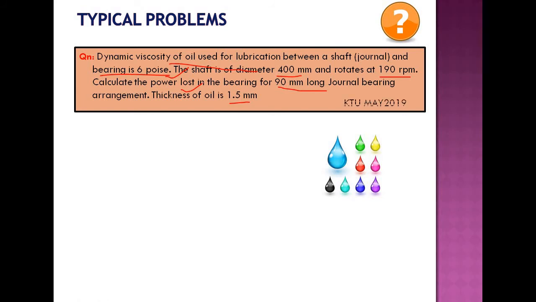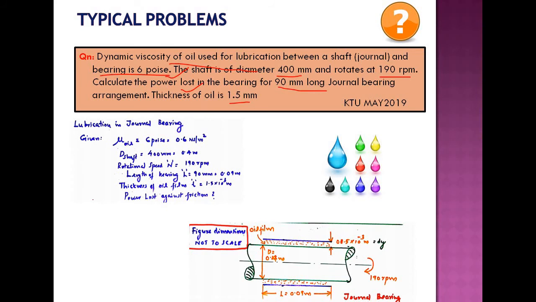So you have to draw the arrangement first. So this is the arrangement. You see, this is drawn not to scale. This is a shaft which is rotating at 190 rpm. What is the diameter of the shaft? It is given as 0.4, rotating at 190 rpm. It is also shown here. And what is the length of the bearing? 0.09 meters, because it is 90 millimeter or 0.09 meter given. And we have an oil film. Thickness of the oil film is given as 1.5 millimeter or 1.5 into 10 raised to minus 3 meter. This thickness is our dy.